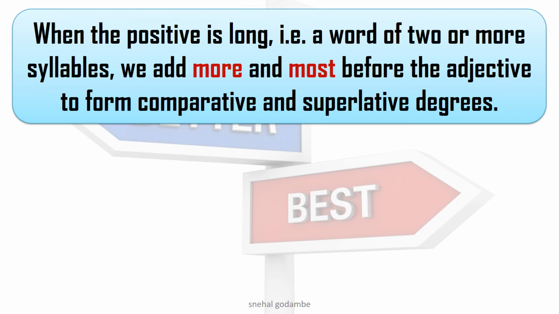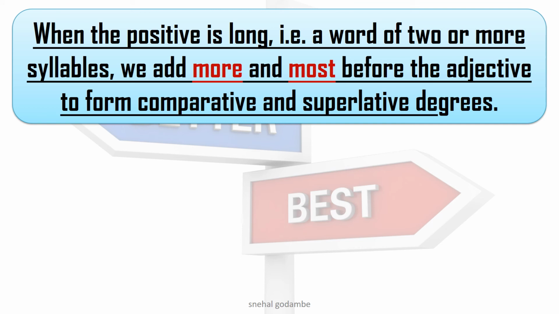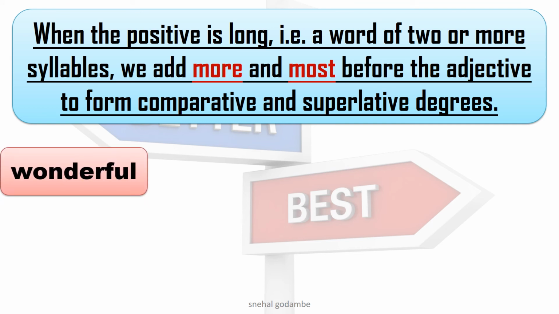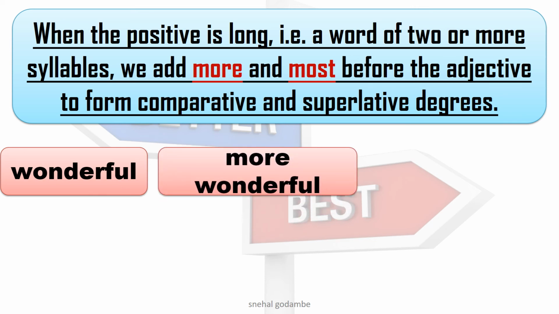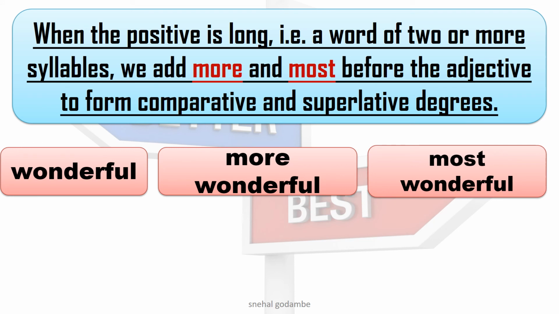For example, wonderful. There are two or more syllables. Wonderful. So here we are not going to write wonderfuler or wonderfulest, but we will write more wonderful and most wonderful. Syllables you have already learned. So here I am not going to explain what syllables are and how to find them from the word. Here we are just reading about the rules of degrees.